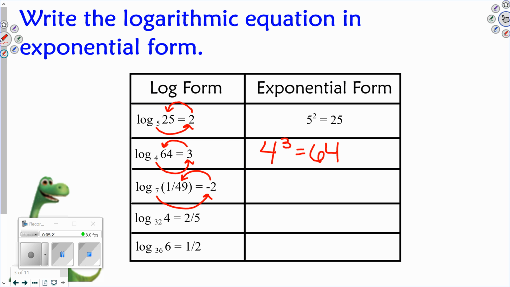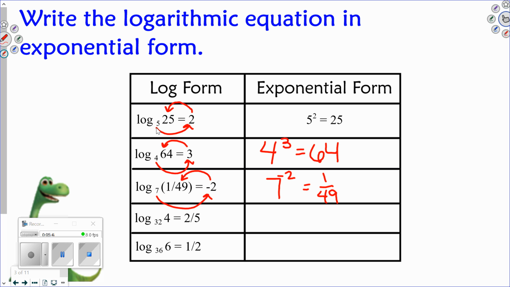Perfect. So 7 to the negative 2 equals 1 over 49. Is that true? What's a negative exponent do to this? It's going to move it to the bottom, and then it would be 7 squared, which is 49. Now, kind of looking into the future, what's coming for this, you guys?